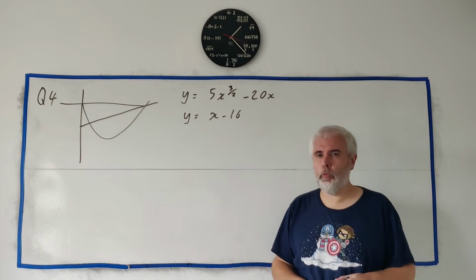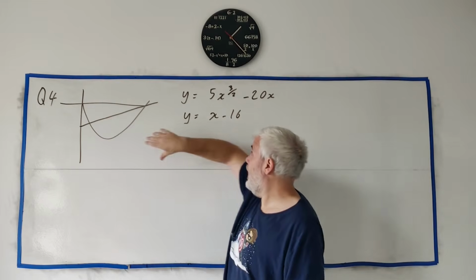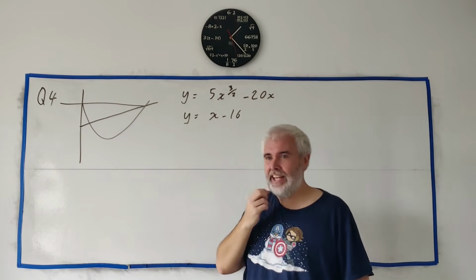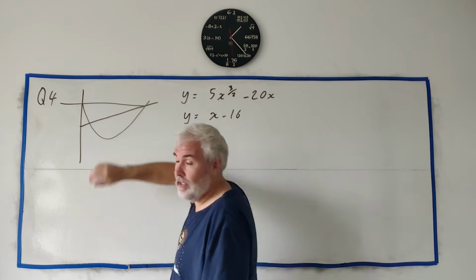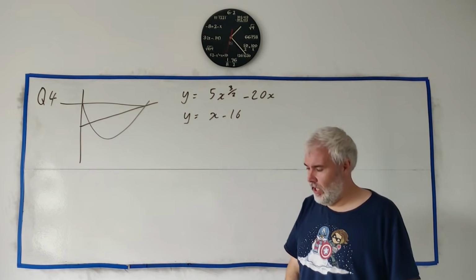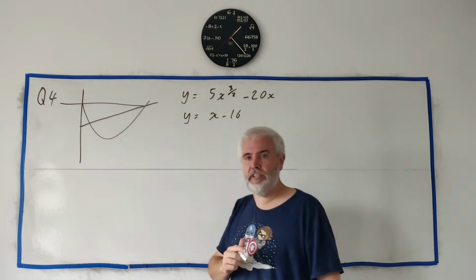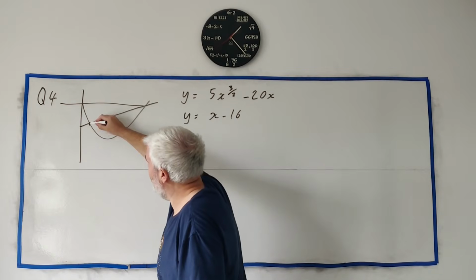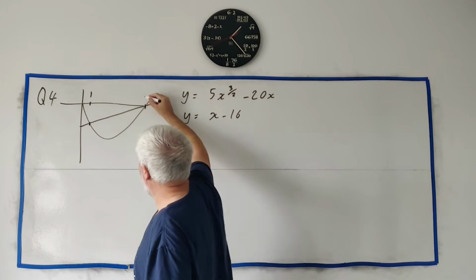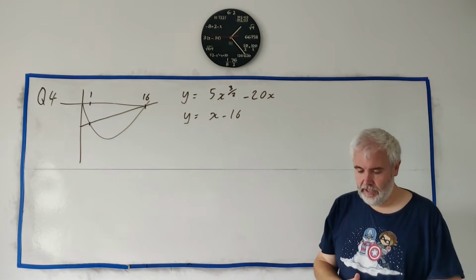In question 4, we're given two equations, one that makes this curve and one that makes the line. And we can see that represented here. And they've shaded in the region between these curves, and they want us to find the area of that shaded region. What's more, they've also told us that the x part of the points of intersection is 1 and 16. That's enough information for us to get this area.